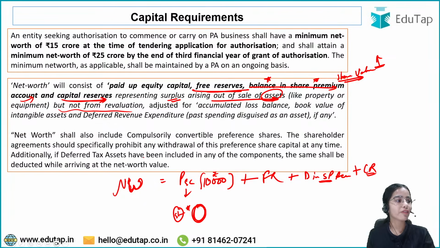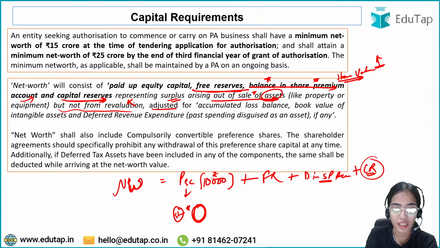Let's say I have done the revaluation of this bottle. So this bottle value has increased from 100 to 200, but I'm not selling this bottle. So right now the revaluation should not be added in my net worth, because the bottle value has increased, but I have not sold this bottle, so I have not actually received the money. So the capital reserves only include the surplus that has come from the actual sale of assets but not from revaluation.